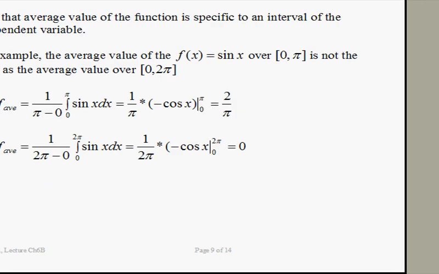Obviously, the average value is specific to the interval of the independent variable. An example, if you take the average value of sine between 0 and pi, you get pi over 2. If you take the average value of sine between 0 and 2 pi, the answer is 0.